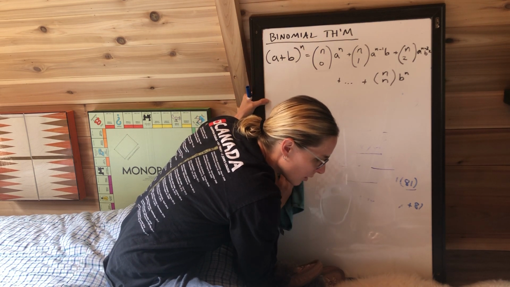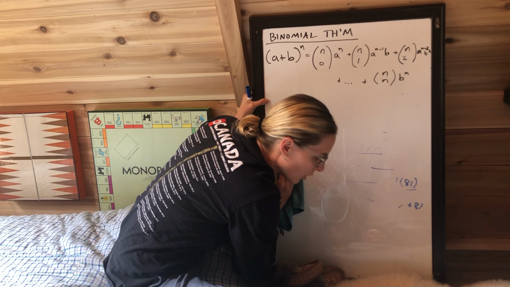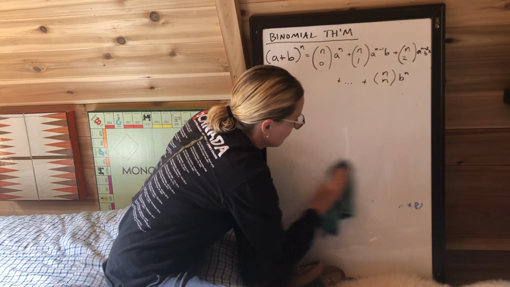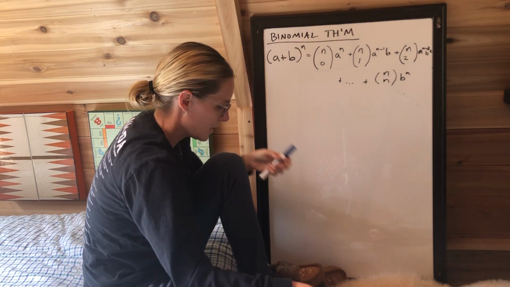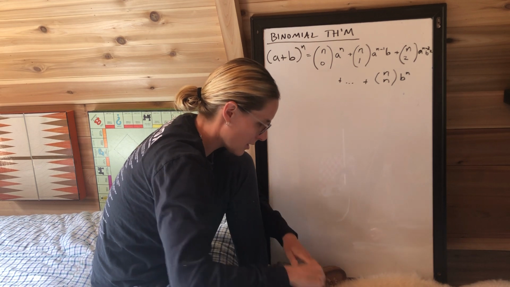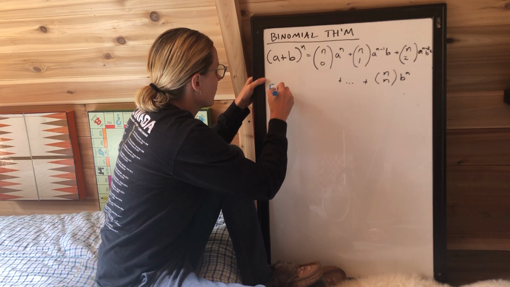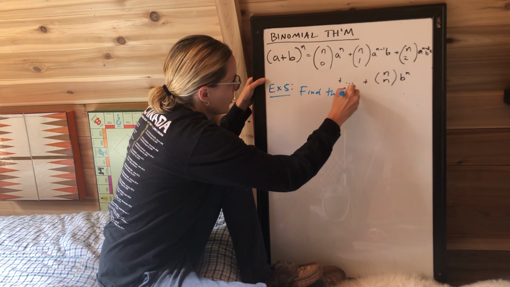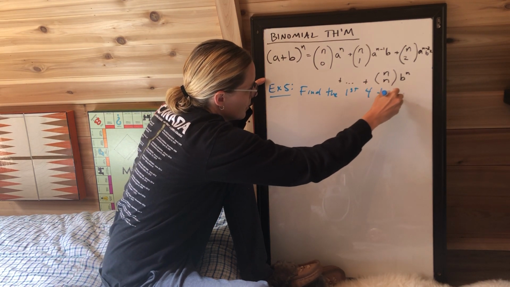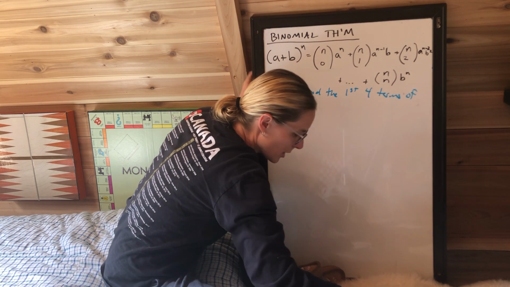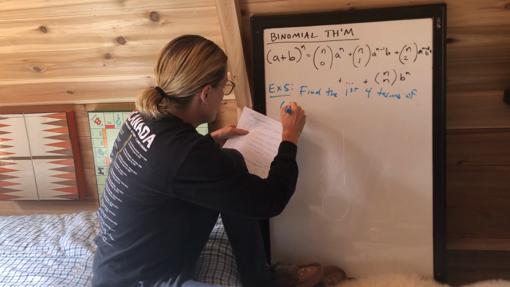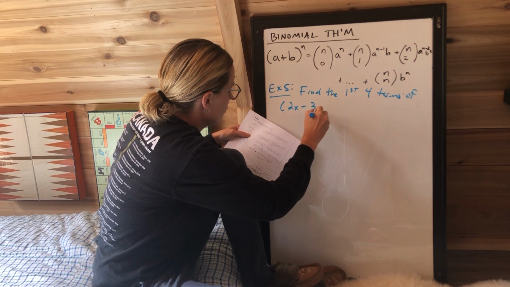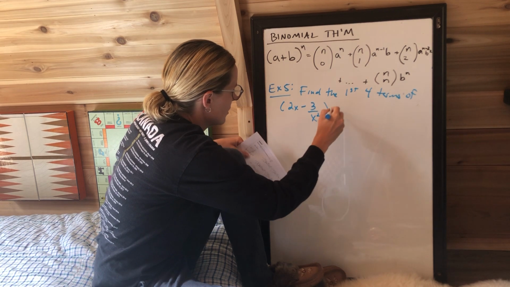What exponent is that to? Oh, find the first 4 terms. Okay. Example 5, it is written in here as: find the first 4 terms of this expansion, (2x - 3/x^2)^8.